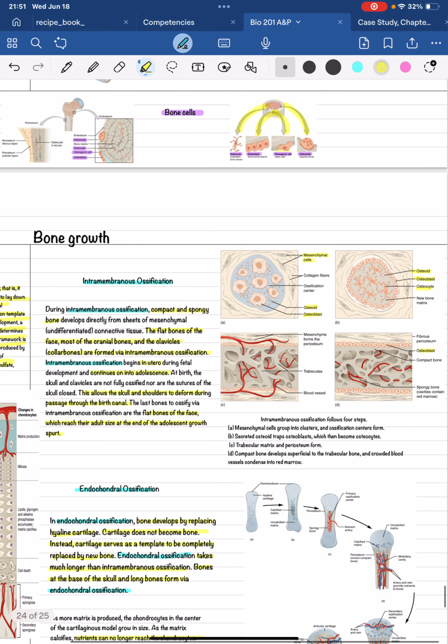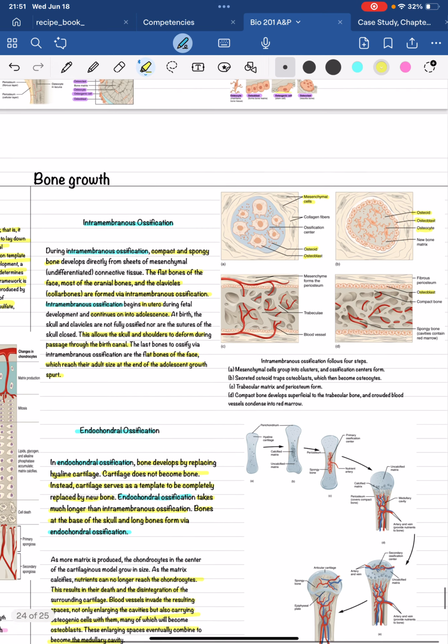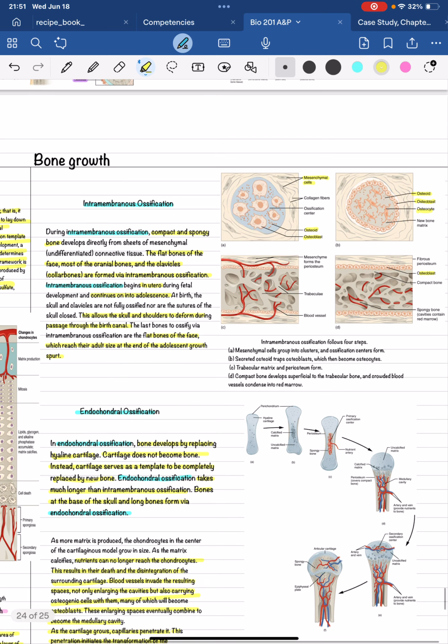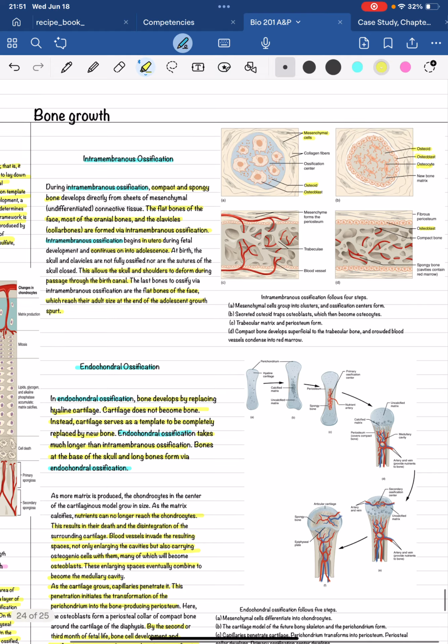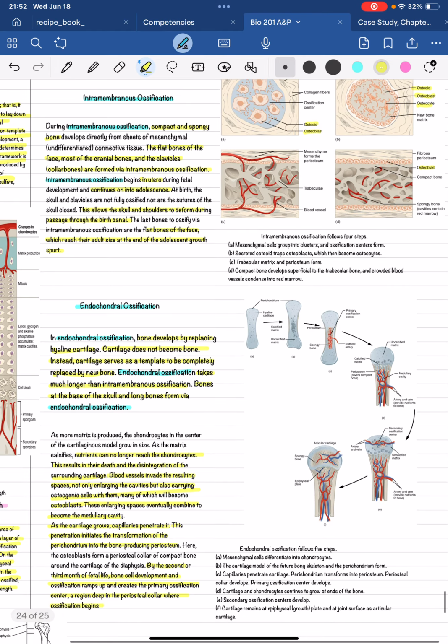So bones can be formed two ways, either through intramembranous ossification, which is when compact and spongy bone develop directly from mesenchymal connective tissue. The type of bones that form this way are the flat bones of the face, most of the cranial bones, and the clavicles or the collarbones. Intramembranous ossification begins in utero during fetal development and continues on until adolescence, when the bones are fully developed.